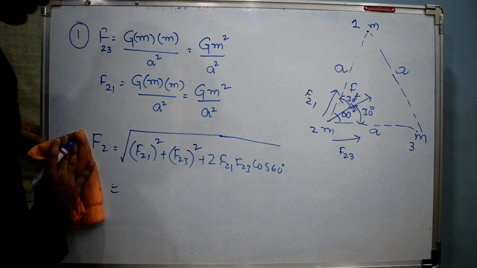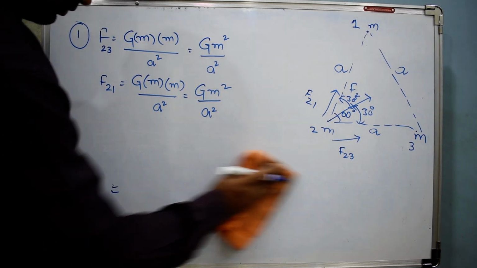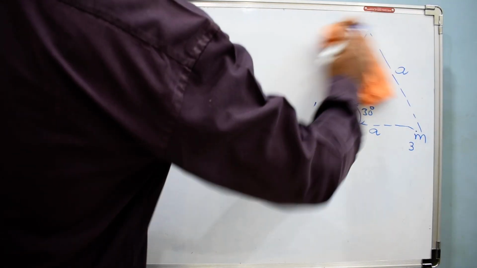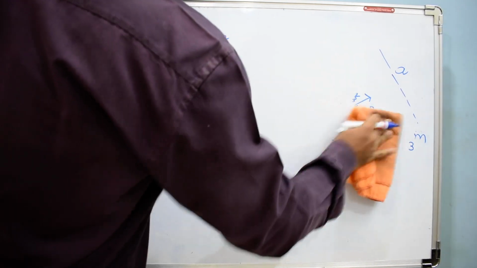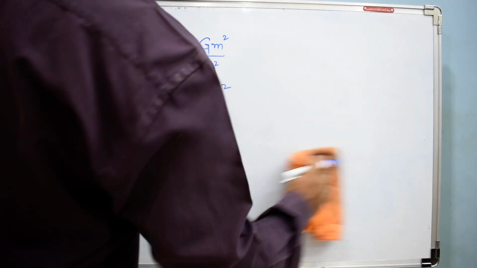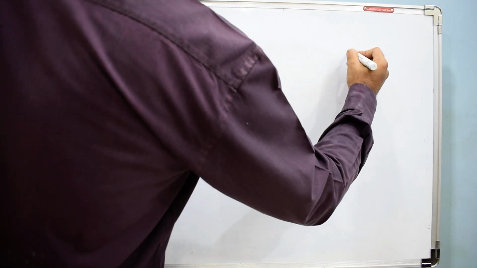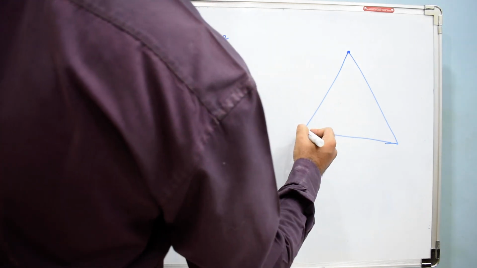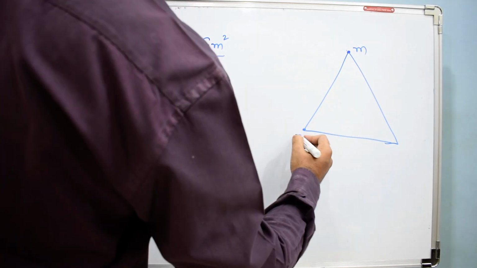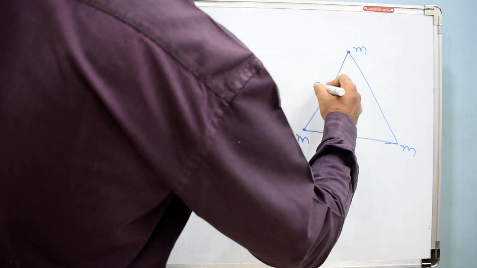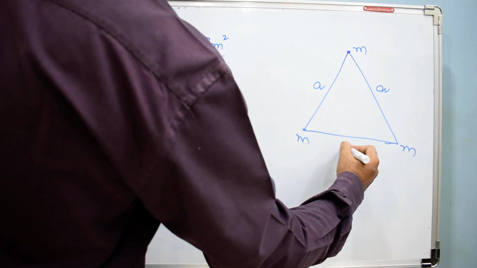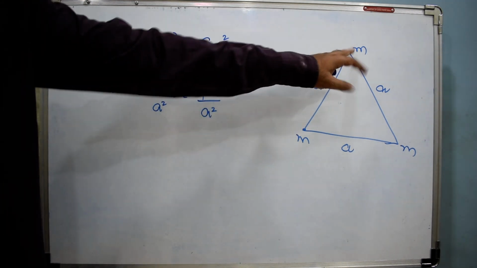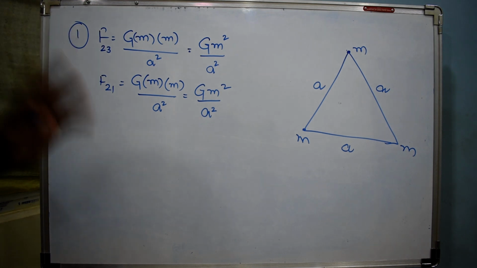I will erase this part, and I will try to draw this diagram once again. So the masses are at the three corners of this equilateral triangle of side A each. Now we'll try to find the resultant force on this. The magnitudes of forces will be the same in all the cases.